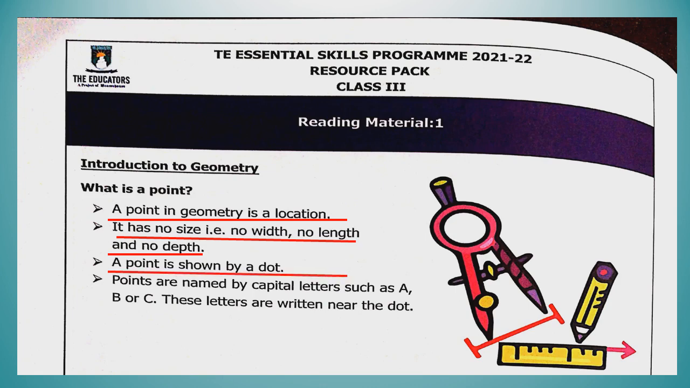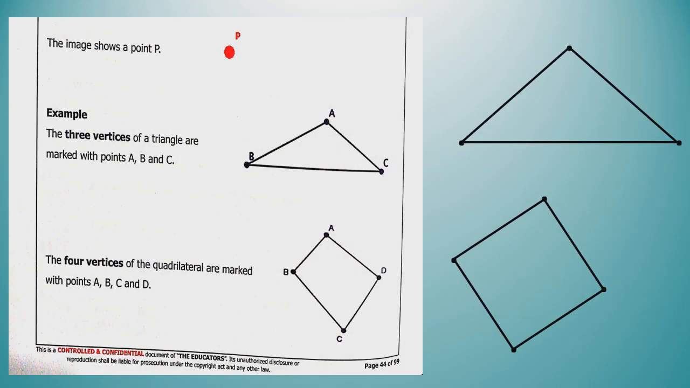Points are named by capital letters such as A, B or C. These letters are written near the dot. A point is shown by a dot. As you can see in this picture, the image shows a point P.